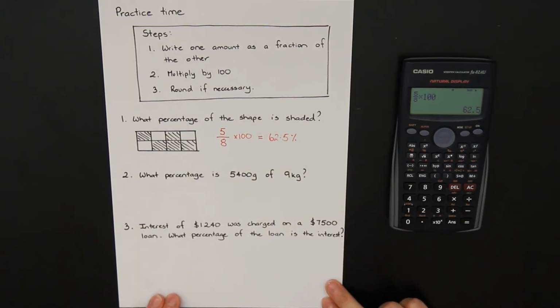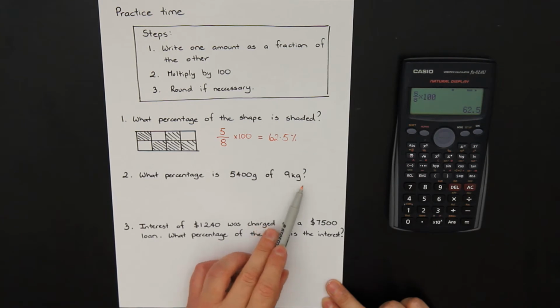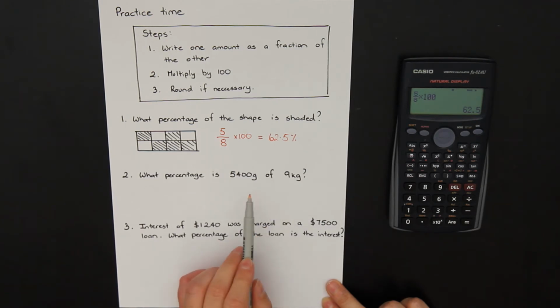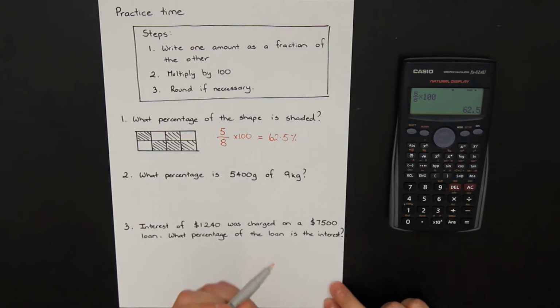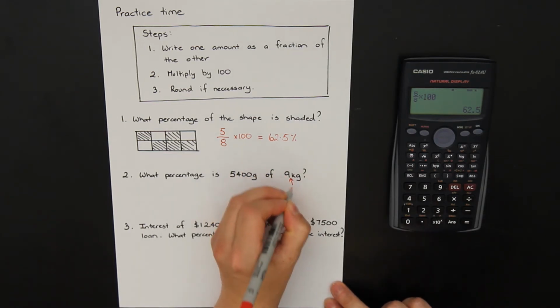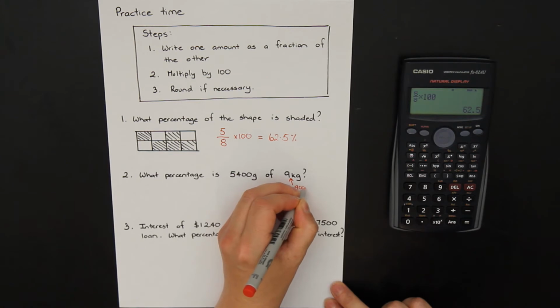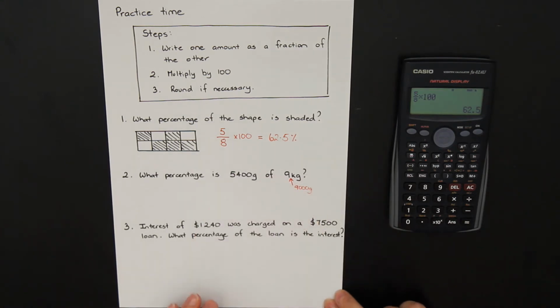Let's do question 2. What percentage is 5,400 grams of 9 kilograms? Okay, so this is one of the questions where we have the 2 different types of units. So if we want to change into our small one, we're going to change them into grams. 9 kilograms, there is 1,000 grams in a kilogram. So I need to times that by 1,000, which would be 9,000 grams.